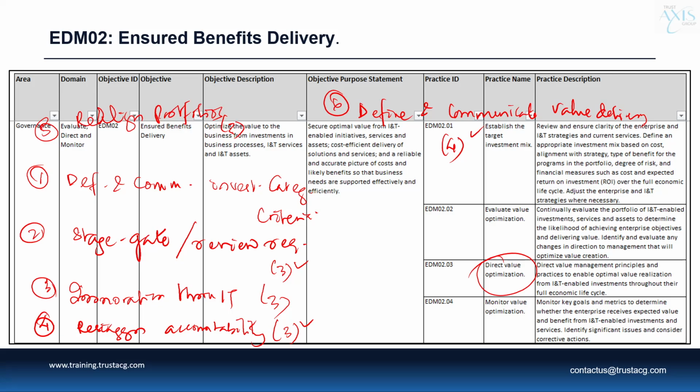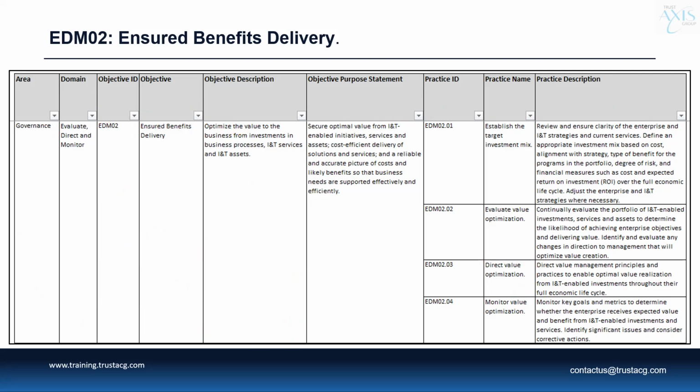Okay. So, the last practice that is within this particular governance objective is around the monitoring of the value optimization. Okay. This focuses on tracking the performance, right? This tracking performance ensures ongoing benefit realization. Okay. So basically what it does is it ensures that the key metrics, outcomes, and corrective actions are in place to sustain the value delivery over the life cycle of IT enabled investments.